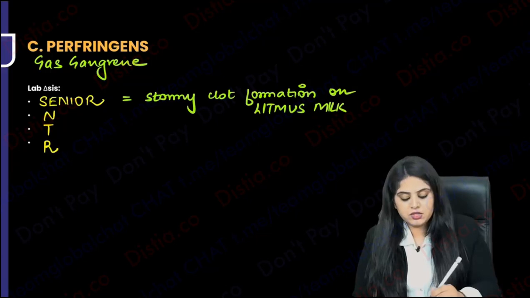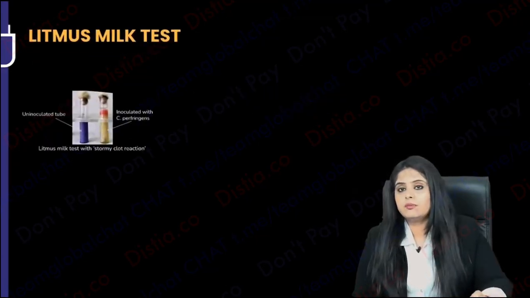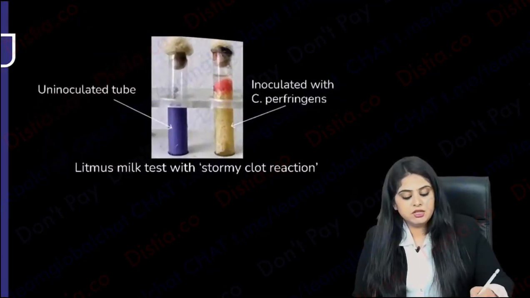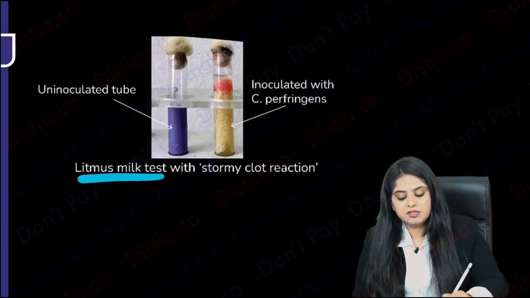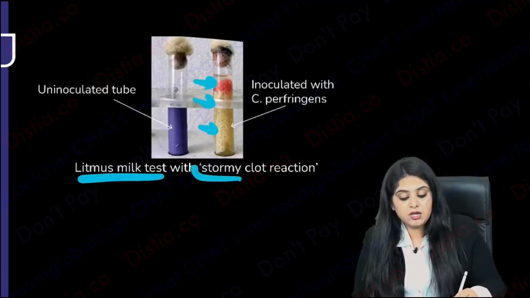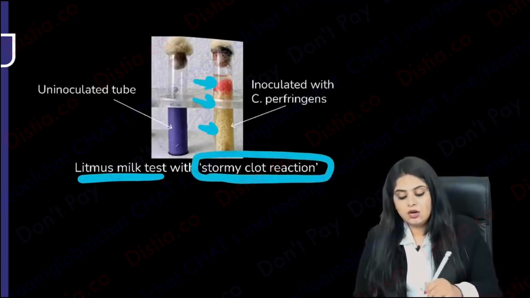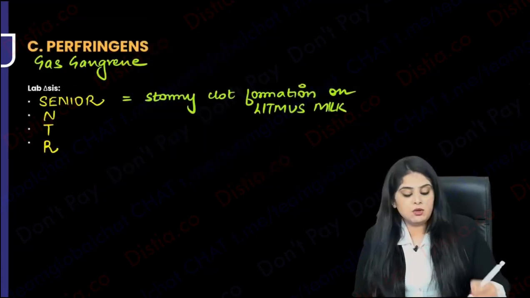Let me show you the picture here. Have a look at this. You don't have to know the pathogenesis, but this is a litmus milk test, and can you see this very, very famous storminess that has developed over here? Storminess with the clot. So stormy clot formation that has occurred on litmus milk test. That is senior. Now what is N?